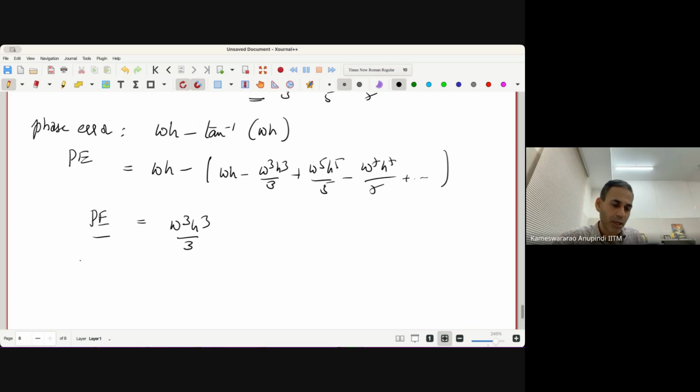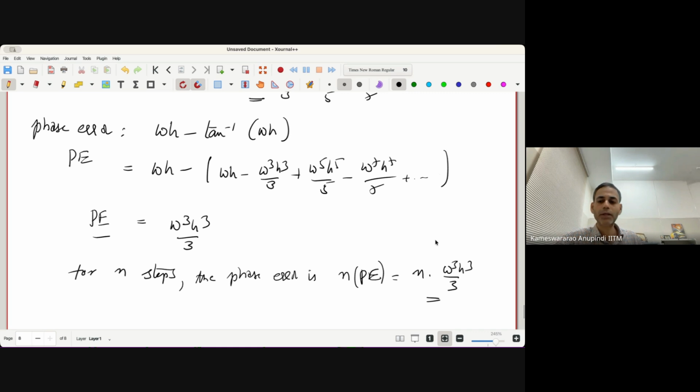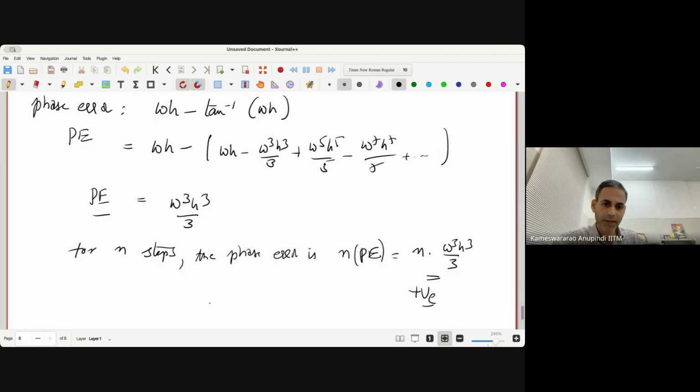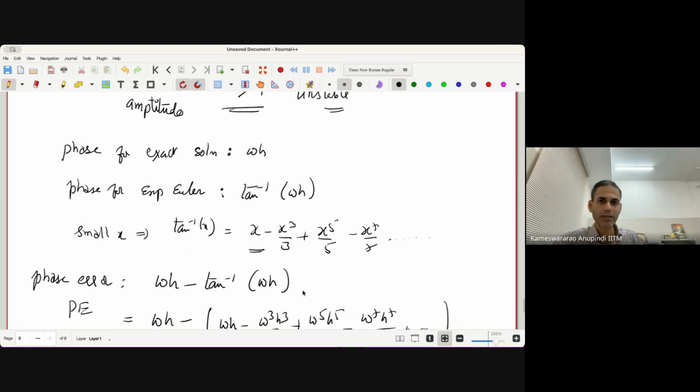That means for n steps, the phase error is n times this phase error, n times omega cubed h cubed by 3. This is positive, so there is a phase lag when you use the explicit Euler method. Of course, the amplitude is growing, so it will be unstable. All these things are fine.